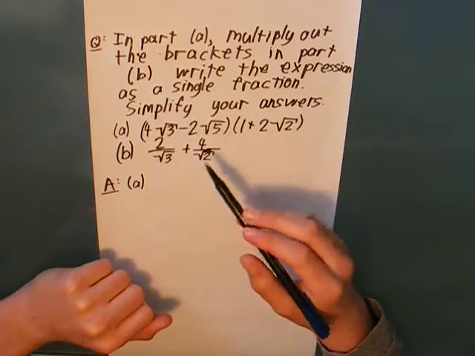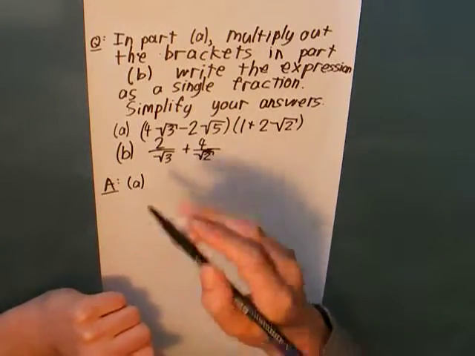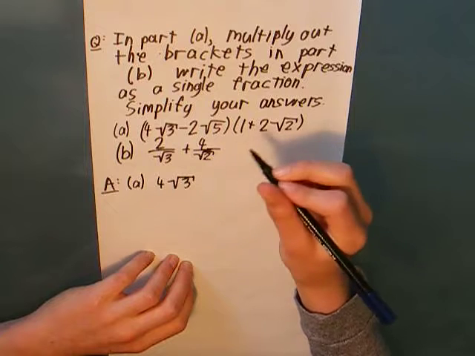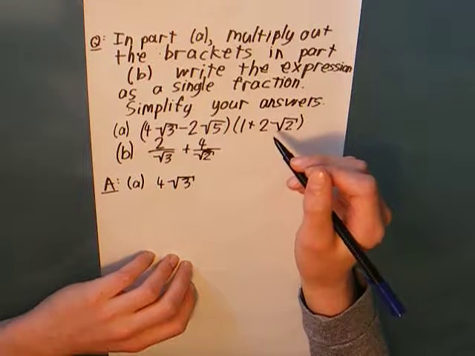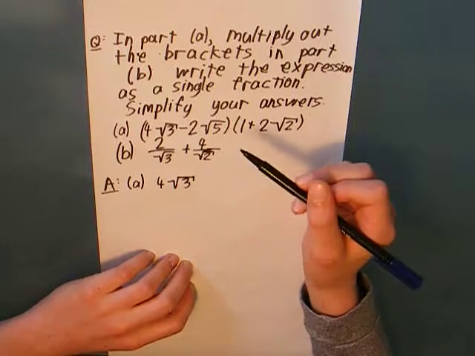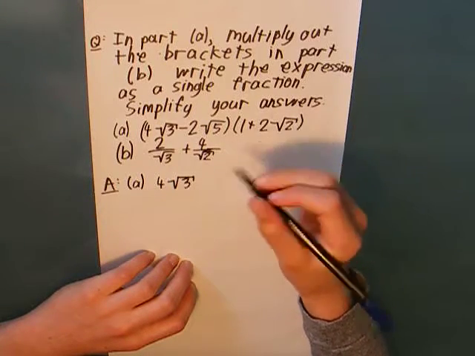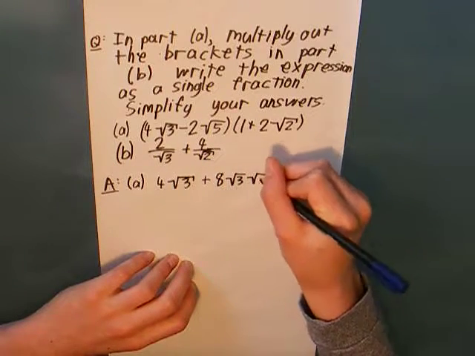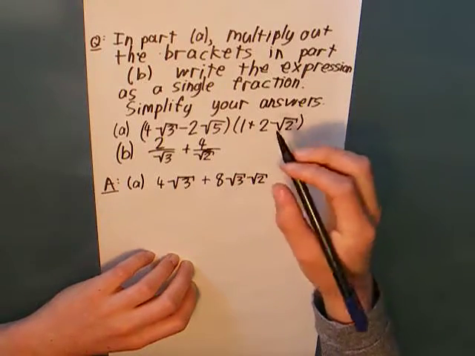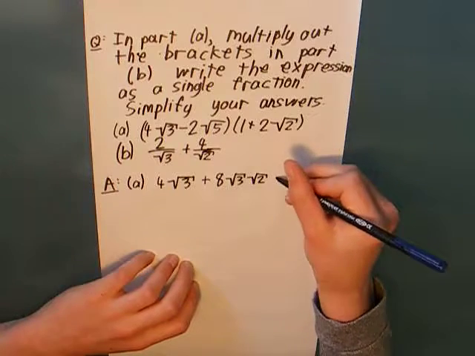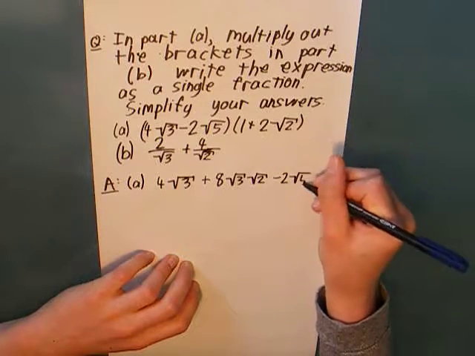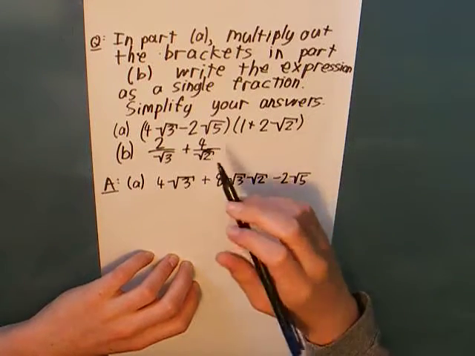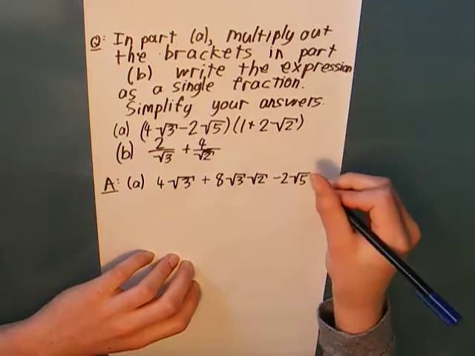So, to begin, we've got 4 root 3 times 1, so just 4 root 3. Plus 4 root 3 times 2 root 2, or just 4 times 2 is 8, root 3, root 2. So plus 8 root 3 root 2. Minus 2 root 5 times 1. Minus 2 root 5 times 2 root 2, so just minus 4 root 5 root 2.